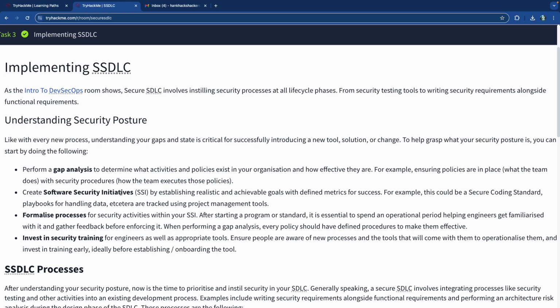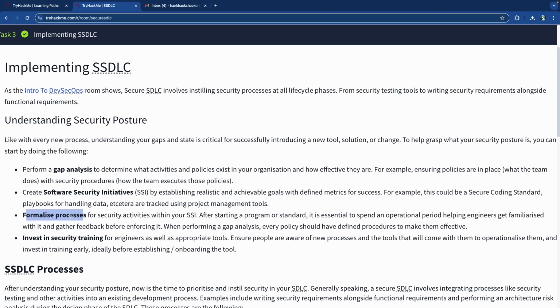Then you would create a software security initiative by establishing realistic and achievable goals with specific metrics for success. So you've got to measure the actual practical things that somebody can do to make sure that you achieve those goals. And an example of this would be a secure coding standard, playbooks for handling data, and tracking those specific steps using project management tools.